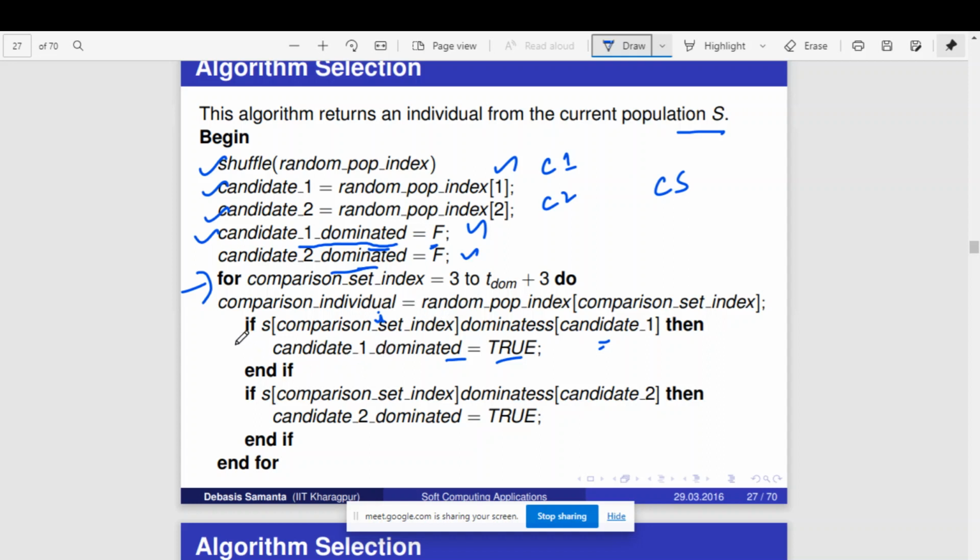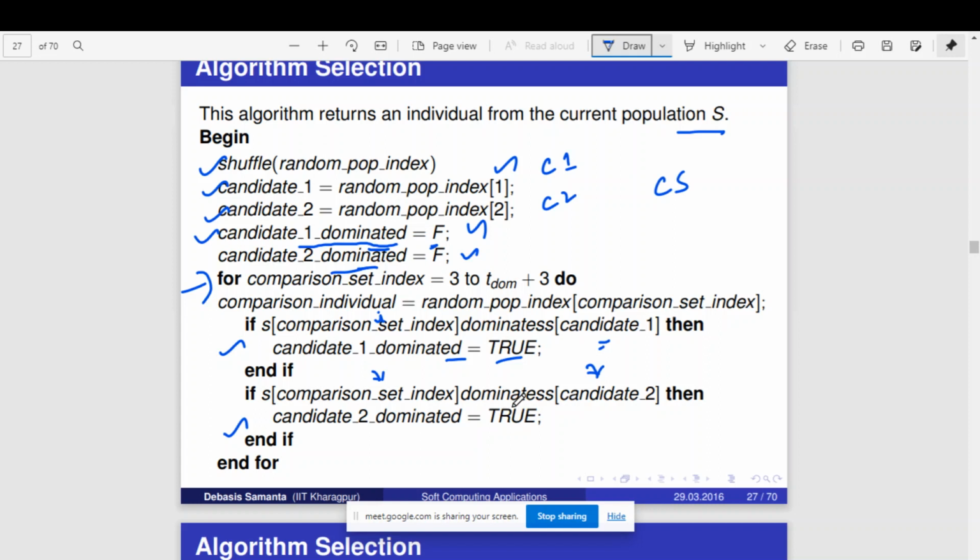Like that we check for candidate 2 also. The same individual, again we check for candidate 2. That is, if S of comparison set, S is the array which holds the comparison set, whether that particular individual is dominating candidate 2. If this individual is dominating candidate 2, then again our assumption about candidate 2 also becomes false. So we say that candidate 2 dominated equal to true.